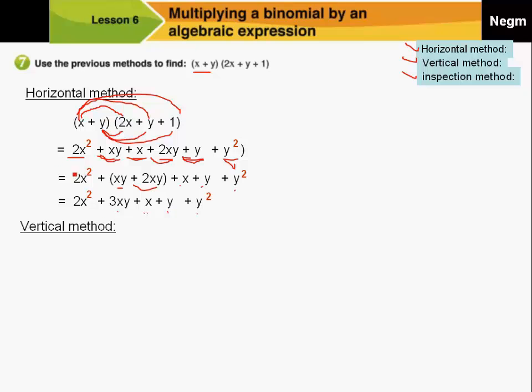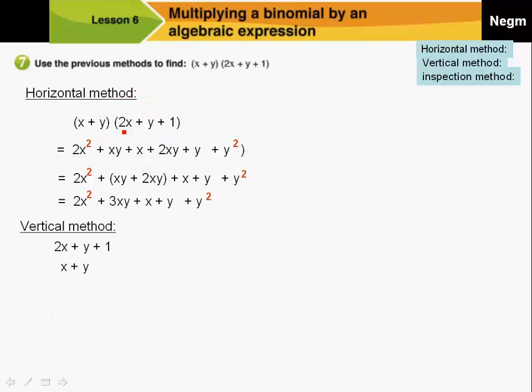For the vertical method, we put the two expressions underneath each other. X times 2x is 2x squared. X times plus y is xy. X times plus 1 is plus x. Then we multiply y times the whole expression. Y times 2x is equal to 2xy.